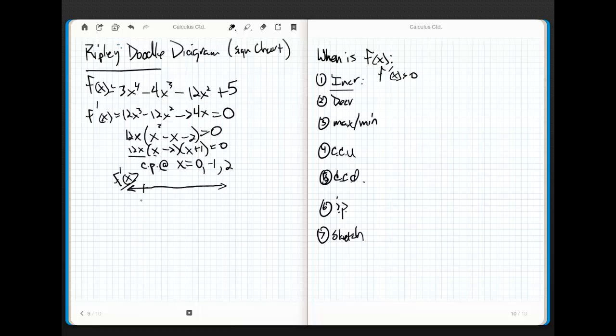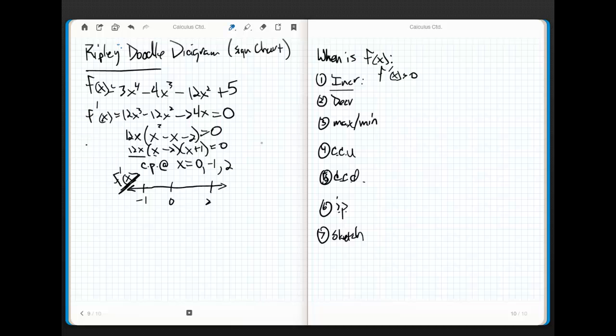Okay? So I'm going to stick -1 on here. I'm going to stick 0 on here. And I'm going to stick 2 on here. Don't worry about scale. Now, the idea here is keep your eye on the prize. Think about f primed of x. That's really important. This line is supposed to represent the signs of f primed of x. So what I'm going to do is plug values in between each one of these critical points, and I'll change signs.